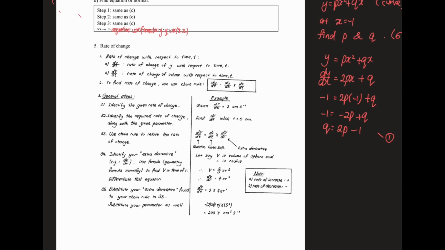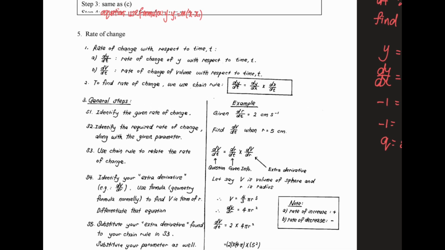Okay, now let's continue with number 5, rate of change. So rate of change means how fast a variable changes. So for example, you have rate of change with respect to time t. That means you will have dt at the bottom. For example, dy/dt is the rate of change of y with respect to time t. dV/dt is the rate of change of volume with respect to time t. So you will see that the variable on top will be the rate of change of that variable, and the dt at the bottom is where we just call it with respect to time.